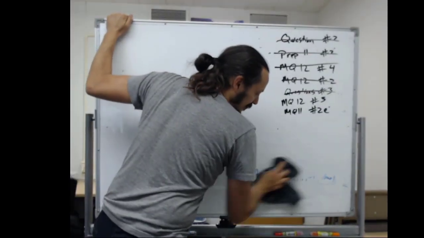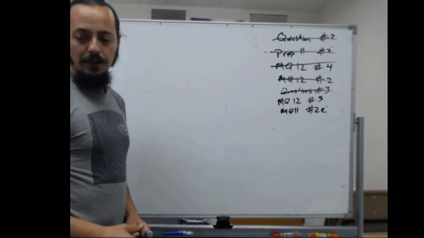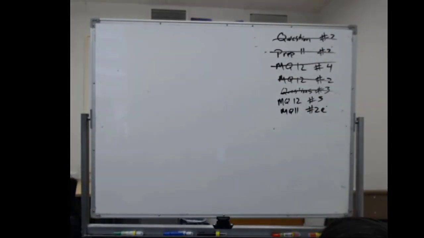This problem, mastery question 12 number 3, looks terrifyingly confusing. But once we start unpacking it, it turns out it's just like the other combustion analysis problems we've been looking at. I'm going to read it.